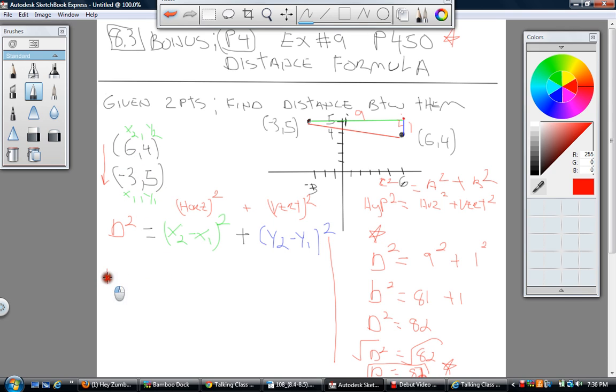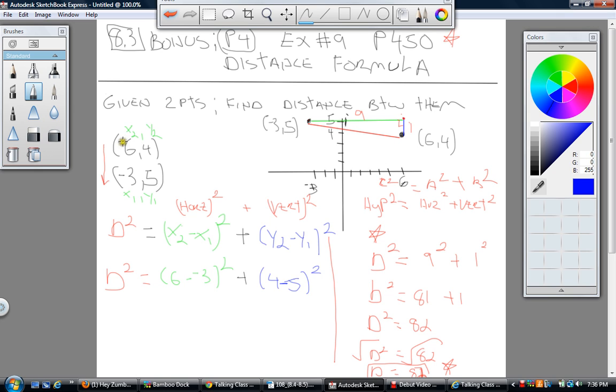Okay, so here we go. The distance squared. Again, the red line represents the hypotenuse of the right triangle. It's going to equal, let me go to green mode here, x2, which is what? 6 minus a -3, quantity squared. Bear with me as I'm using different colors here to help us see this. Vertical distance, 4 minus 5, quantity squared. Is everybody comfortable with that?